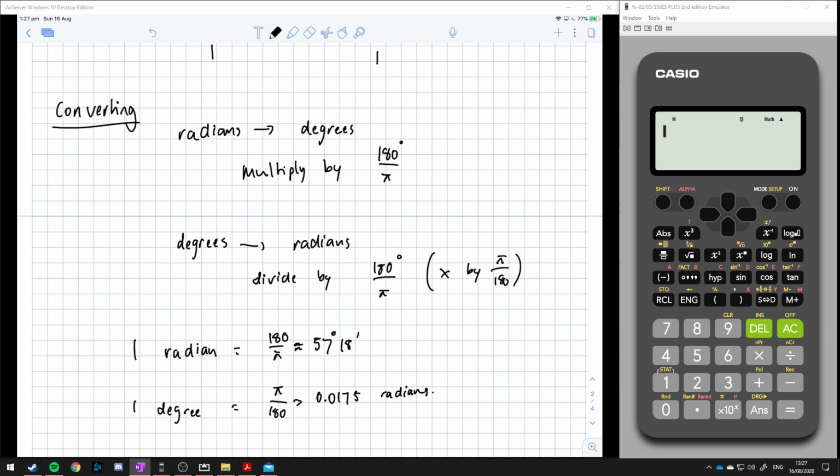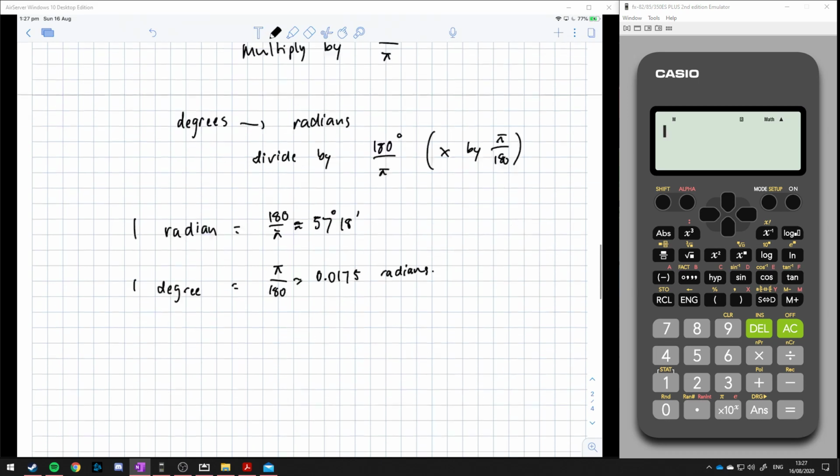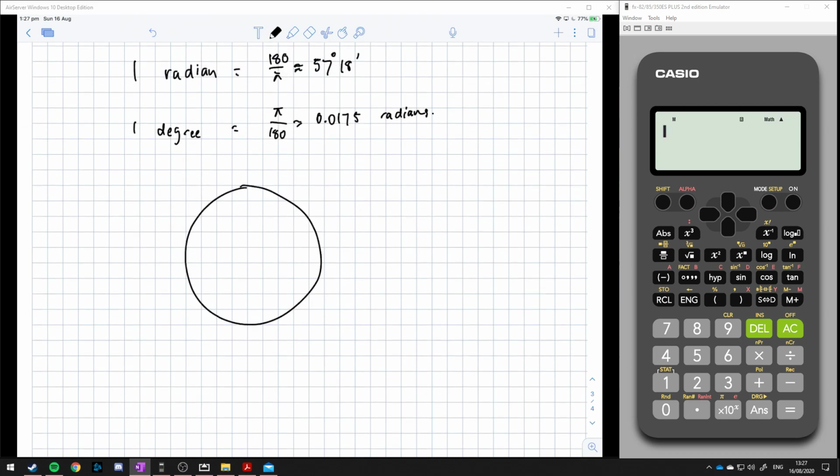So nothing too hard. Now, 1 radian is the angle subtended at the center of the circle with the arc length equal to the radius. This is about 57 degrees, which makes sense as 1 radian is about 57 degrees. So if you think about 1 radian as when the circumference or the arc length of the circle is the same length as the radius. So when r over r is equal to 1, that is 1 radian.